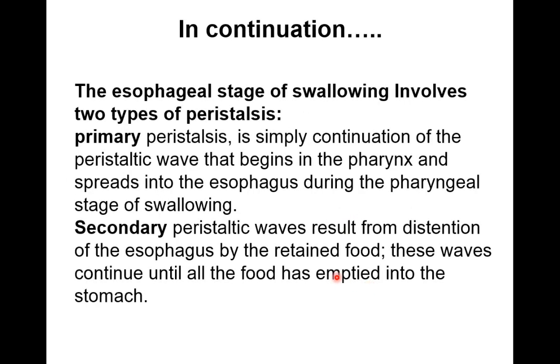The esophageal stage of swallowing involves two types of peristalsis, primary and secondary. Primary peristalsis is simply a continuation of the peristaltic wave that begins in the pharynx and spreads diffusely into the esophagus during the pharyngeal stage of swallowing.